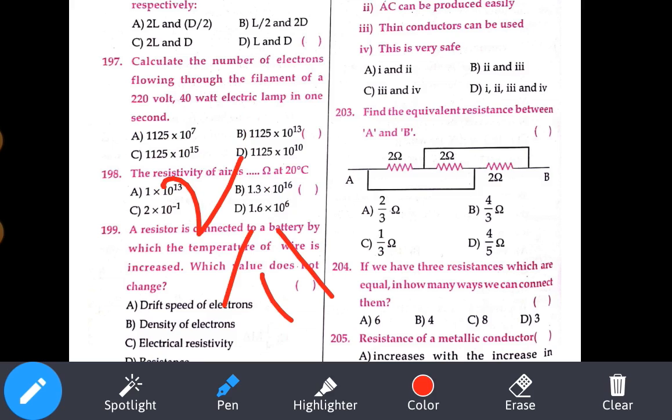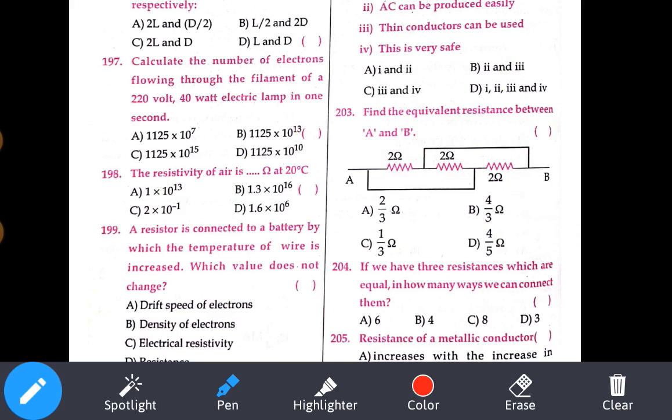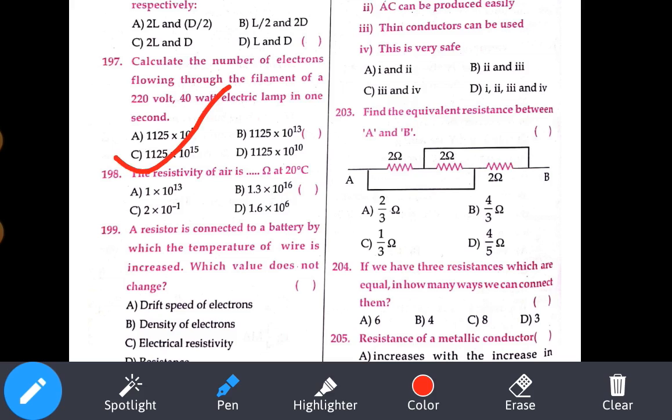Now we know that I is equal to nQ by T. They have already given 1 second, so T value becomes 1. So what can I write here? Q value, you bring to the left side, becomes 2 by 11 into 1.6 into 10 to the power of minus 19 coulombs. If you divide it, I think it's 1125 into 10 to the power of 15. Option number C is our answer.